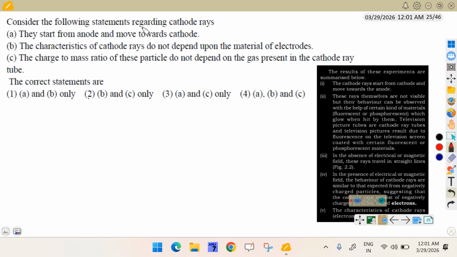Consider the following statements regarding cathode rays. The correct statements are: cathode rays start from anode and move towards cathode. What is given here? The cathode rays start from the cathode, but here it is given as starts from anode. So the first statement is wrong. The characteristics of cathode rays do not depend upon the material of the electrode. Correct. The charge to mass ratio of this particle does not depend upon the gas present in the cathode ray tube. Correct. So the second option is the correct option.